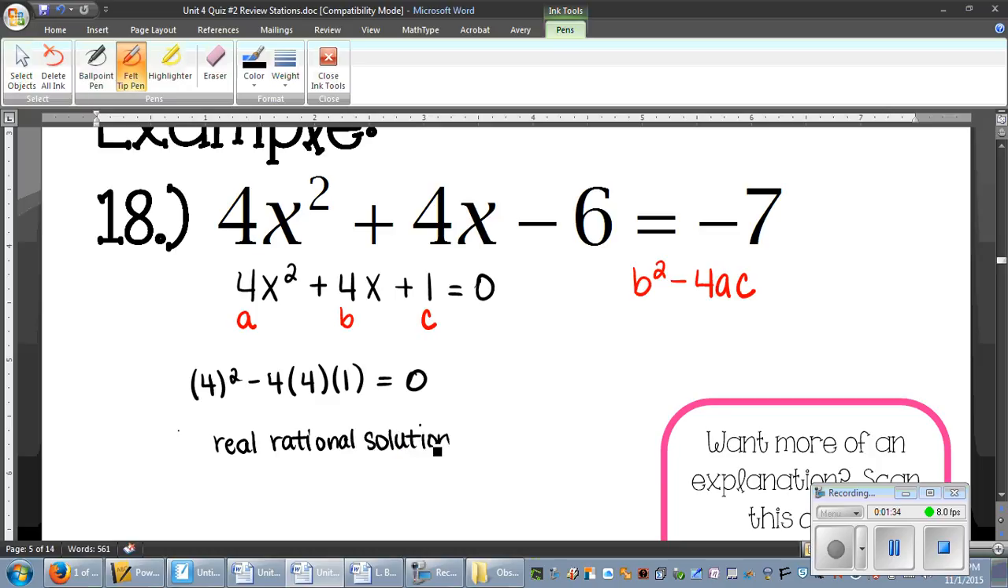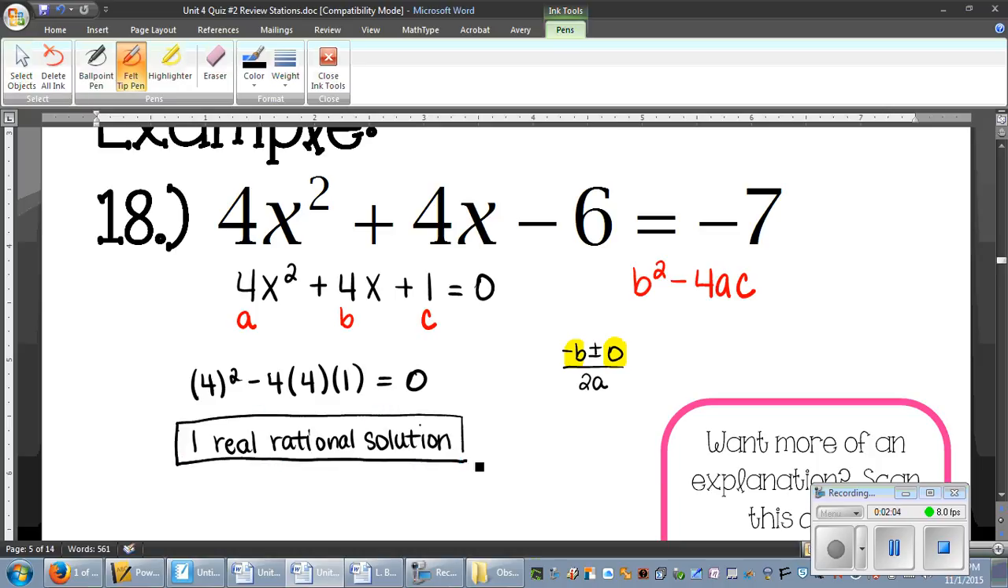And when I do take the square root, if I'm thinking about the quadratic formula, I have negative b plus or minus the square root of 0, which is just 0, all over 2a. And the point is that when I take a number and I add and subtract 0, I'm going to get the same value both times. A number plus 0 and a number minus 0 are the same thing. When I divide by 2a, I'm going to get one solution that's repeated, but it is one real rational solution.